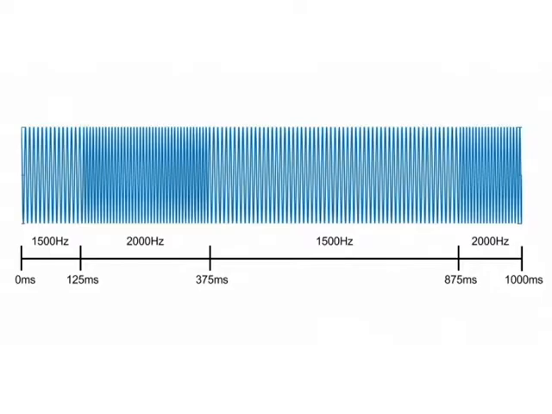We then use this FFT to analyze the wave and determine when we change between our two tones of 1500 and 2000 Hz. So here you can see we detect changes at 0, 125, 375, and so on, and we mark down these times and append them to an array that we're storing.